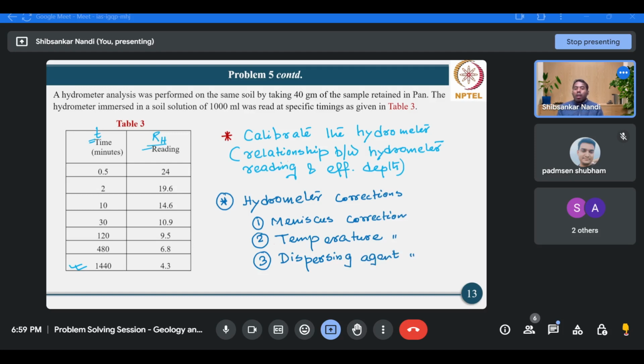Besides knowing these types of corrections, you have to keep in mind the nature of each correction. Meniscus correction, is it positive or negative? Temperature correction, is it positive or negative? Dispersing agent, is it positive or negative? Meniscus correction is always positive, so to get the corrected hydrometer reading you add this correction factor to the raw hydrometer reading. Temperature, it depends. If the test temperature is greater than the calibrated temperature, then you add, otherwise you subtract. And dispersing agent correction is always negative.